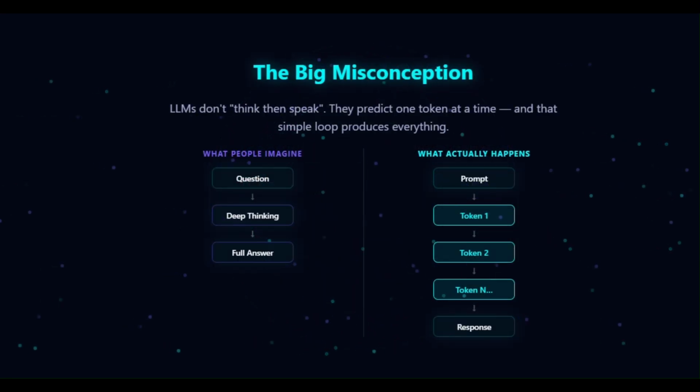Let's dive in. Most people imagine AI works like a human. You ask a question, the model thinks deeply, then it produces a complete answer. But that's not what actually happens. Instead, the model predicts one token, then another token, then another. And by repeating the process thousands of times, a complete response emerges. Everything you are reading from an LLM is generated one token at a time.